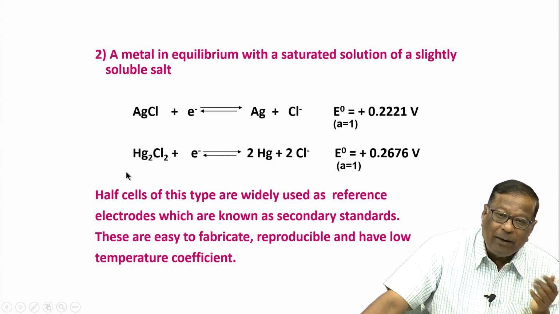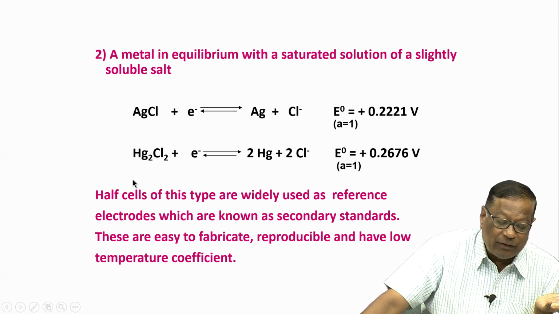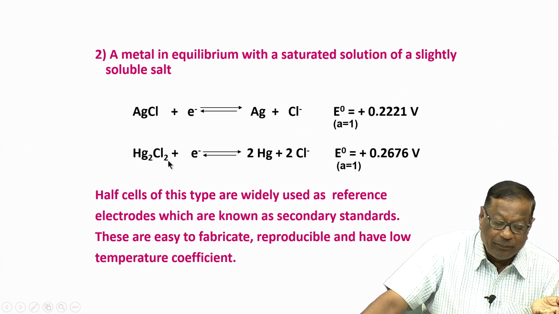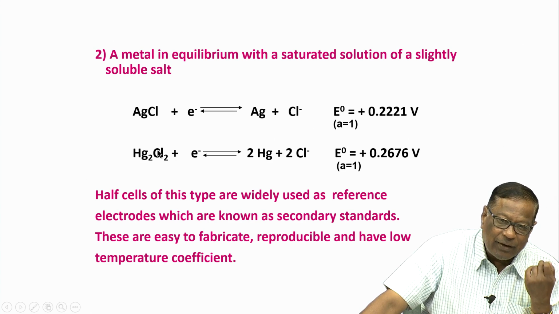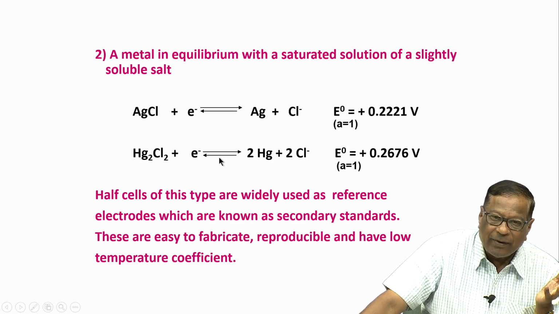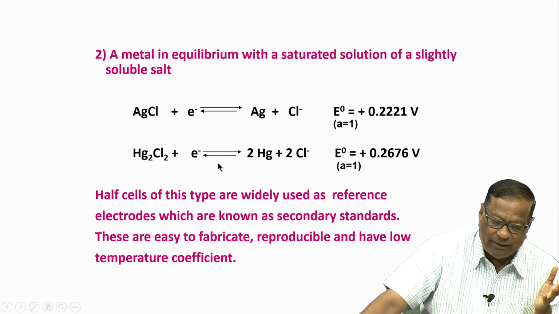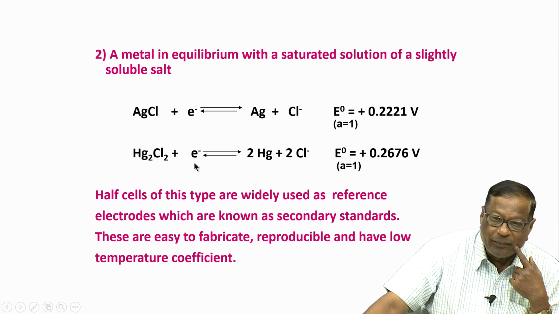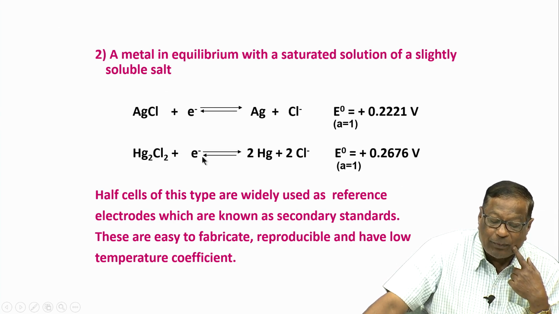So, similarly I can pick up other sparingly soluble salts, for example, Hg2Cl2, mercurous chloride. This is known as mercurous chloride, that is also a sparingly soluble salt. If I take mercurous chloride in water and put a mercury electrode, I have an electrode of the second kind, that is metal in equilibrium with a saturated solution of a slightly soluble salt, and Hg2Cl2 plus e minus, I can write an equation 2Hg plus 2Cl minus.